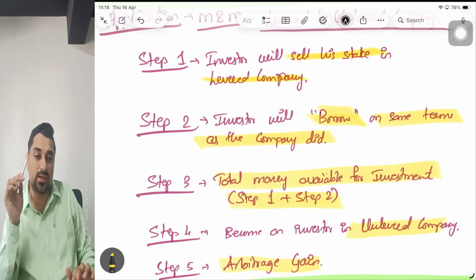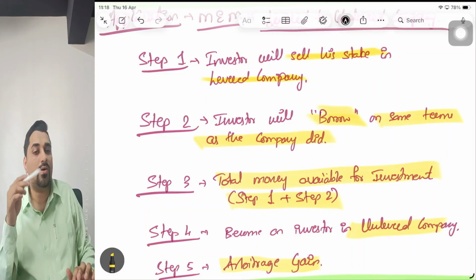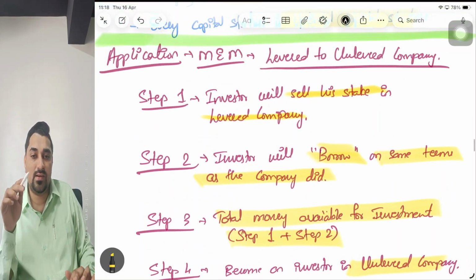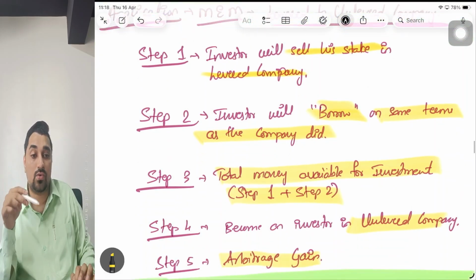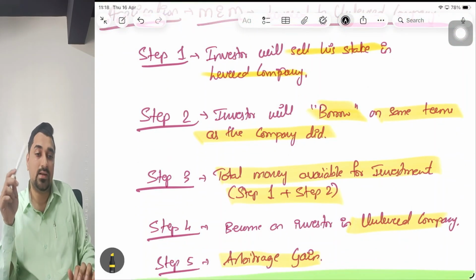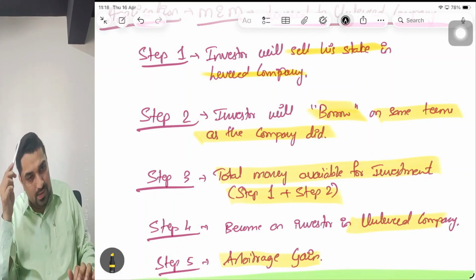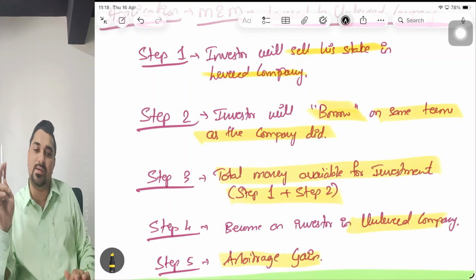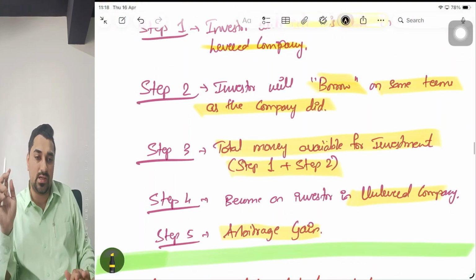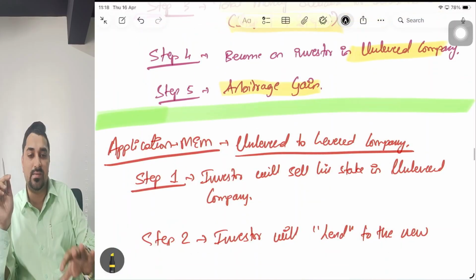Step 1, step 2, step 3. Very, very important is step number 2, whether the investor will borrow or he will lend. So when I'm moving from a levered company to unlevered company, I borrow. Why? Because I was used to having loan on my head. In the new company, there is no loan, which means I'll have loan in my personal capacity. Simple. Remember from this perspective. Step 1, step 2, step 3, step 4. Very, very important. Hope this is clear.